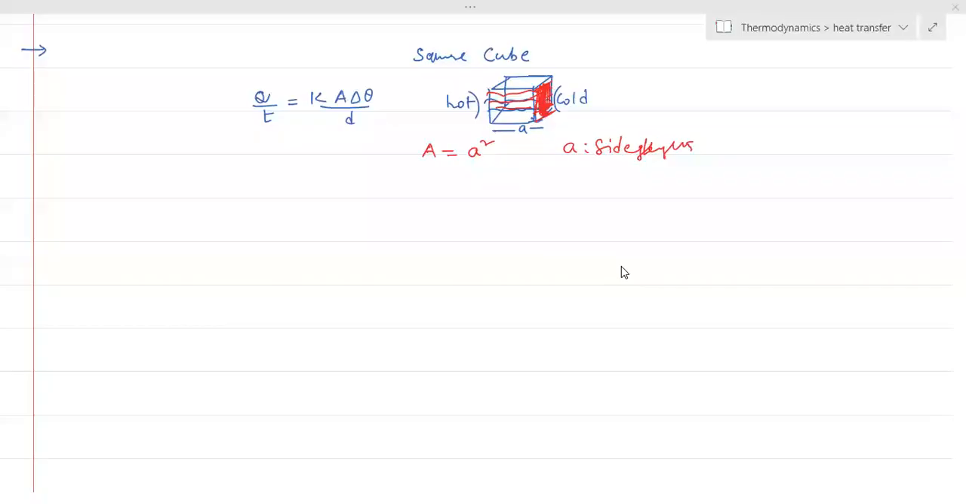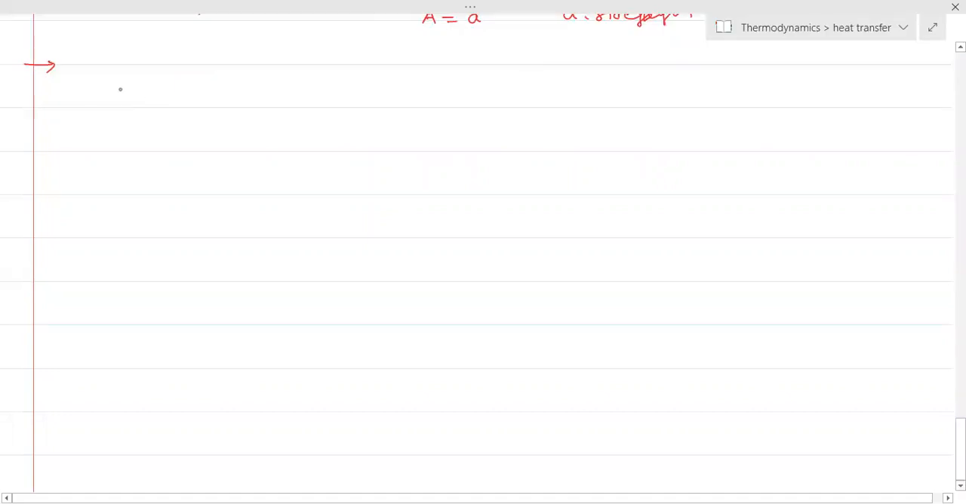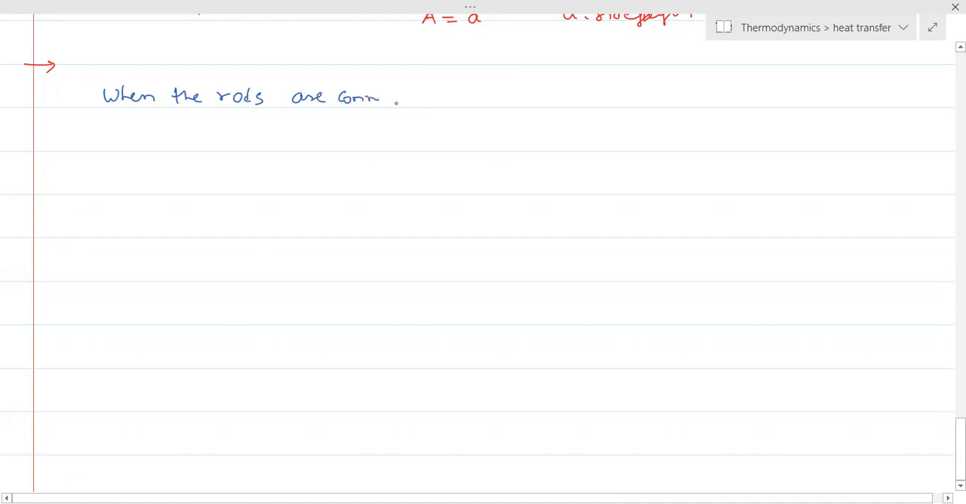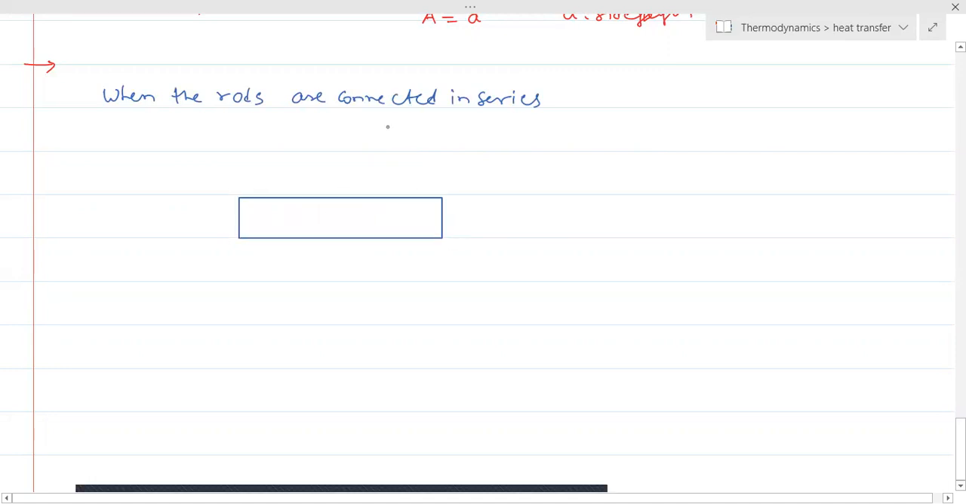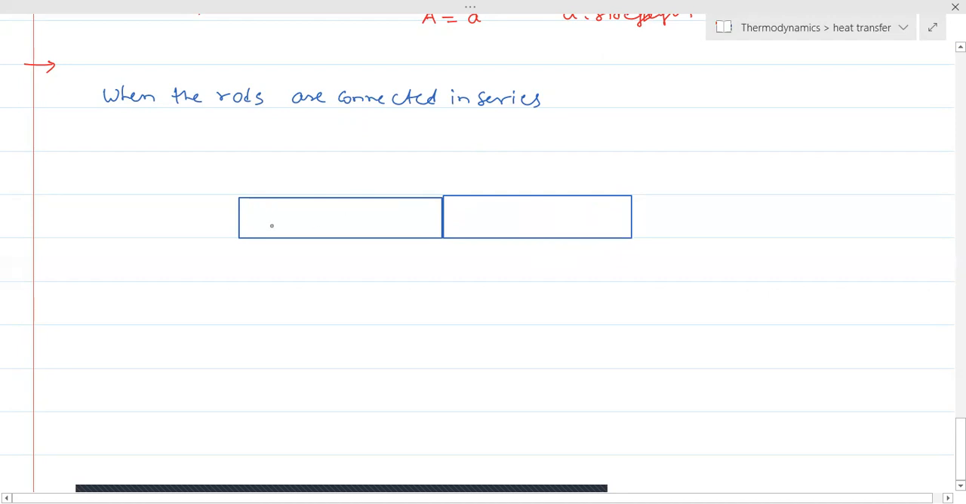Okay, so next, we used to discuss about when the rods are connected in series. For example, I'm taking two rods. So this is one rod and this is another rod.